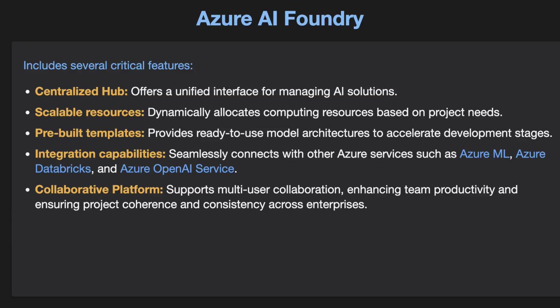Azure AI Foundry includes several critical features. Centralized Hub offers a unified interface for managing AI solutions. Scalable Resources dynamically allocates computing resources based on project needs. Pre-built templates provides ready-to-use model architectures to accelerate development stages. Integration capabilities seamlessly connects with other Azure services such as Azure ML, Azure Databricks, and Azure OpenAI Service. Collaborative Platform supports multi-user collaboration, enhancing team productivity and ensuring project coherence and consistency across enterprises.